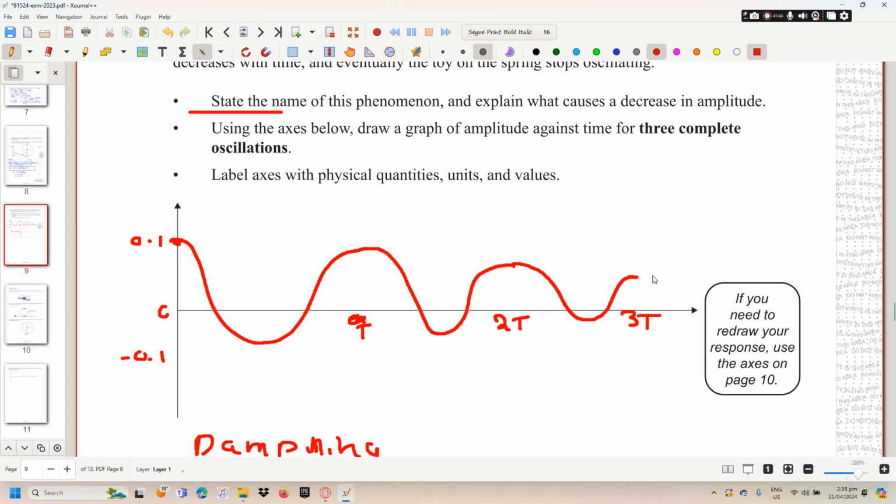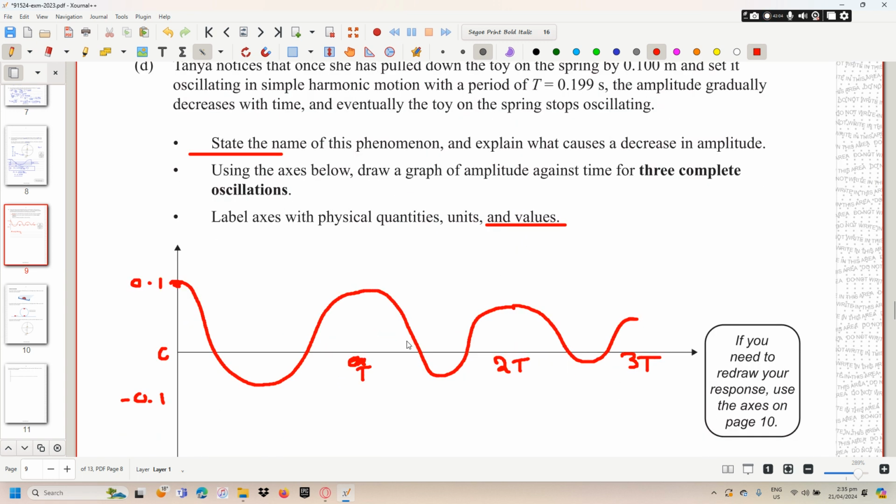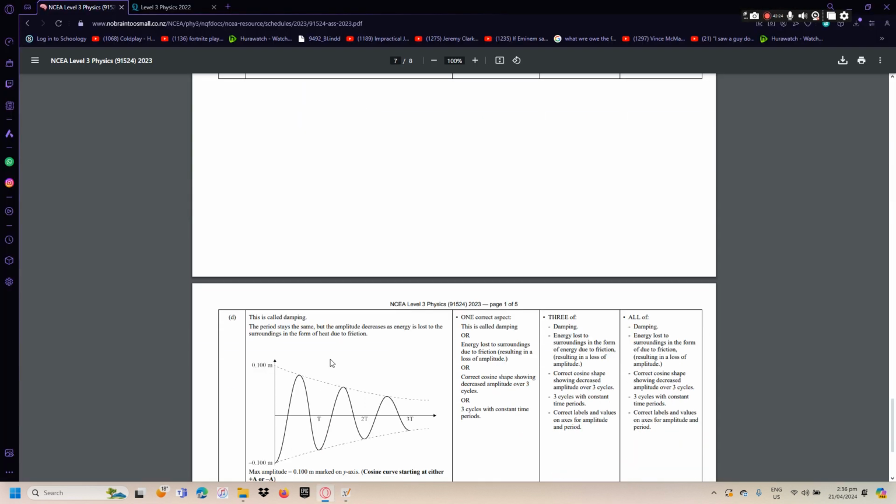All they want to show is that the period is the same. The period doesn't change, but the maximum amplitude with each cycle decreases, and you can see that happening on the bottom as well. That's what they're looking for. So you have to have time down here, your 3 periods, units and values. Okay, well, put in 0.199, 0.398, 0.597 for your 3 time values. Now you don't actually know what heights it reaches. It depends on how much energy it loses.